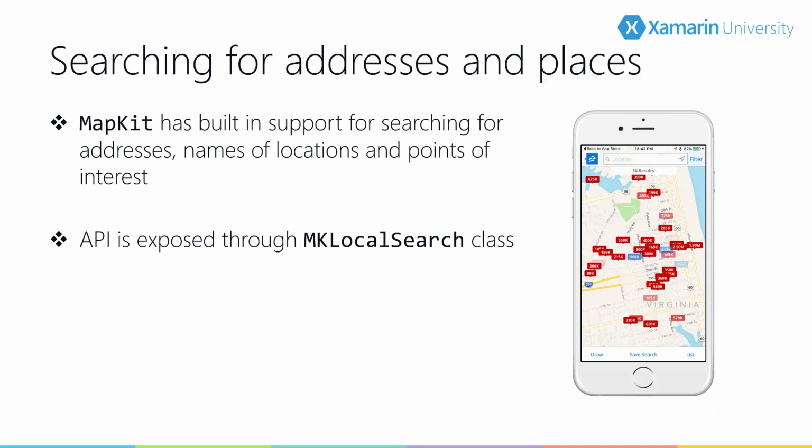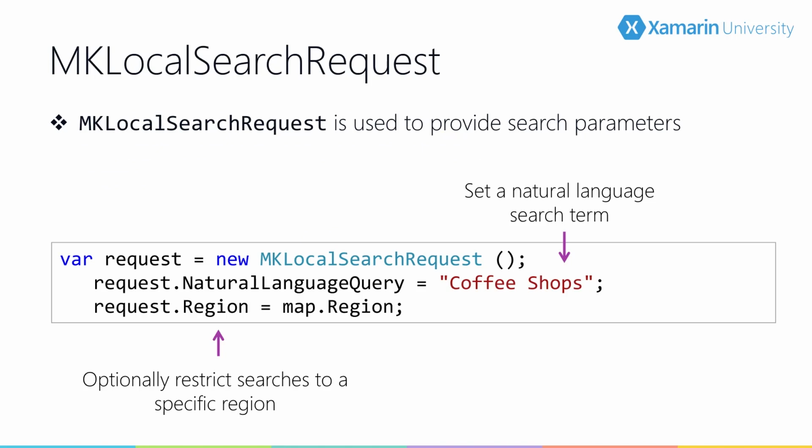MapKit supports searching for points of interest using a user-entered natural language query. Optionally, searches can be constrained to a specific geographic region. We use an MKLocalSearchRequest object to define the search, and it has two properties. NaturalLanguageQuery is used to set the natural language search term or phrase as a string, for example, coffee or gas station or grocery store. The Region property can also be set to constrain the search to a specified area.